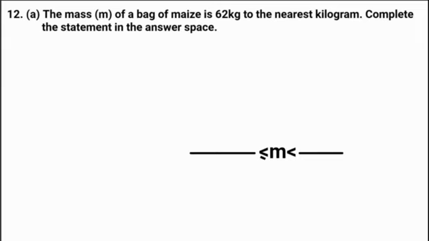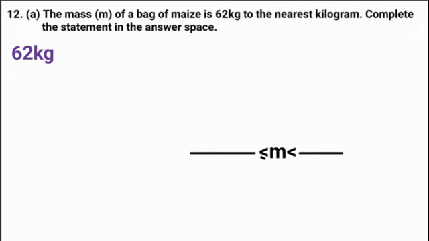statement below correctly, first you need to take note of the quantity given. So we are told that it was 62 kg. This is the same quantity we're going to write here. Now, to complete the statement below, we are trying to find the lower bound and the higher bound, the lower limit and the higher limit.